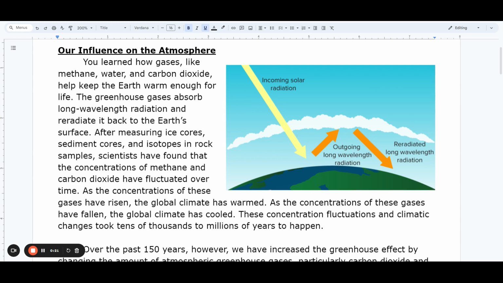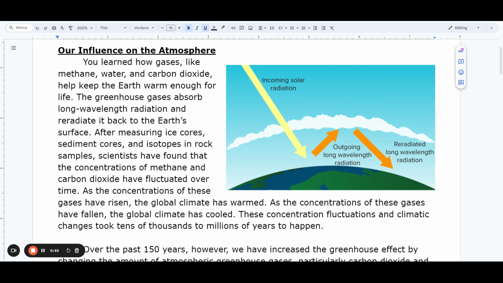After measuring ice cores, sediment cores, and isotopes in rock samples, scientists have found that the concentrations of methane and carbon dioxide have fluctuated over time. As the concentrations of these gases have risen, the global climate has warmed. As the concentrations have fallen, the global climate has cooled. These concentration fluctuations and climatic changes took tens of thousands to millions of years to happen.